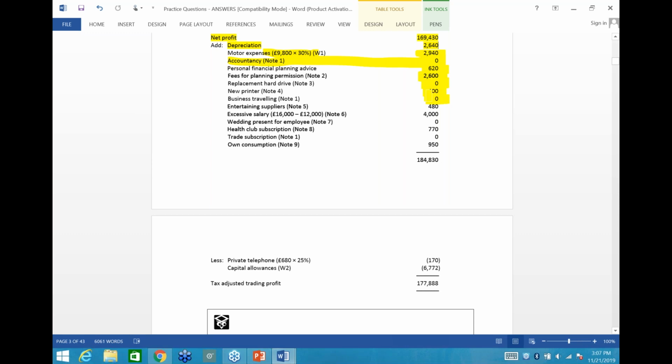But entertaining suppliers, entertaining customers, they are not allowable expenditure. But if you are purely incurring cost to entertain your employees, that is an allowable expenditure. But entertaining suppliers or customers, they are not allowable expenditure. Therefore, you need to reverse it by adding it back.